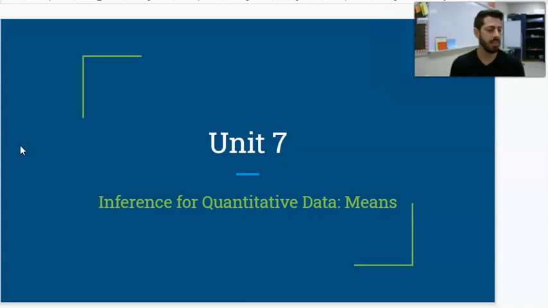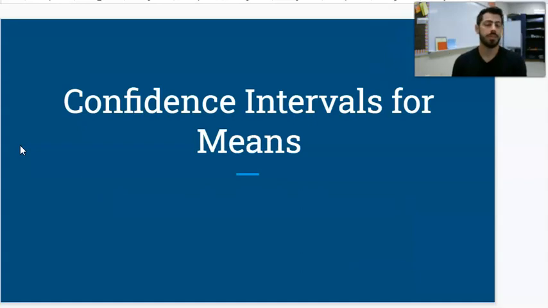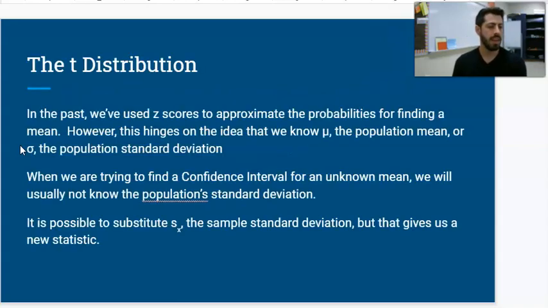Inference for quantitative data, specifically for mean. All right, we're going to start off with confidence intervals for means. Just like we did confidence intervals for proportions, now we're starting with confidence intervals for mean. In the past, we've used z-scores to approximate the probabilities for finding a mean.